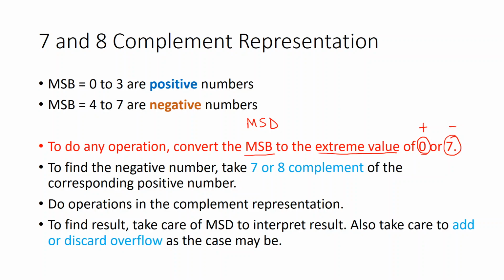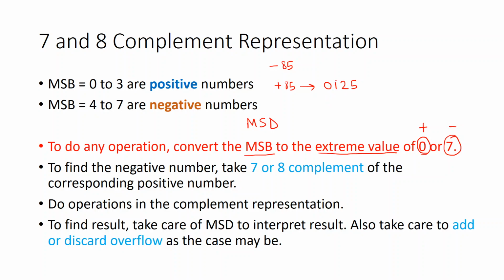The other things remain the same. If you want to find the complement representation of a negative quantity, we have to take the 7's or 8's complement of the corresponding positive number, and the positive number is the same as the sign magnitude positive number. So if you want to represent minus 85, you have to look for plus 85 first, and in sign magnitude you have seen that it is this. I am keeping the MSD as 0 because I hope that I will be doing some operation.